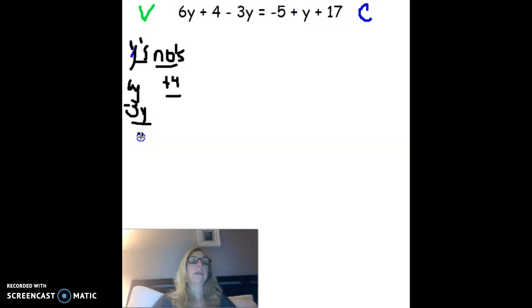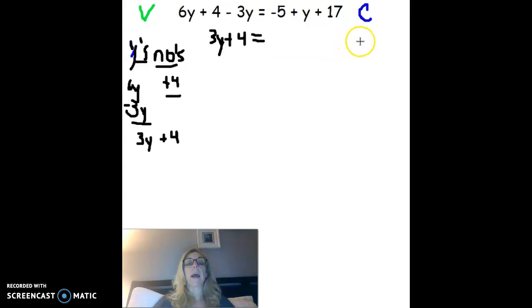6Y's minus 3Y's is 3Y's. And I can't put that positive 4 with anything, so I just bring it down. So I now have 3Y, and I'm going to go ahead and put it up here, plus 4 on the left side. So I went ahead and simplified the left side to bring it to 3Y plus 4. Now I have to do the same thing on the right side.